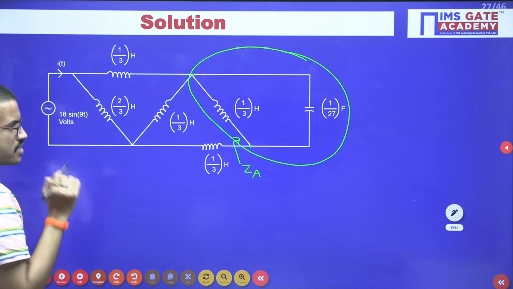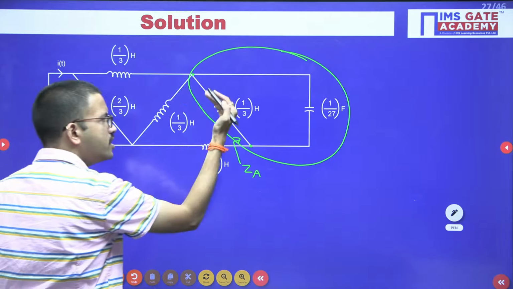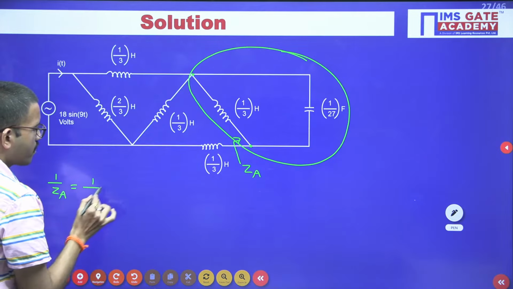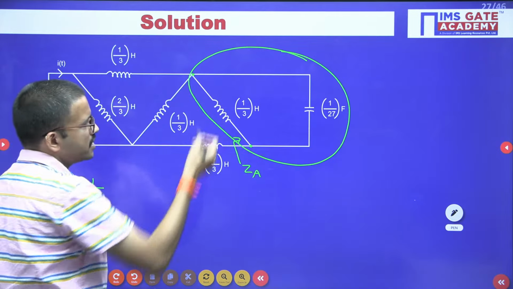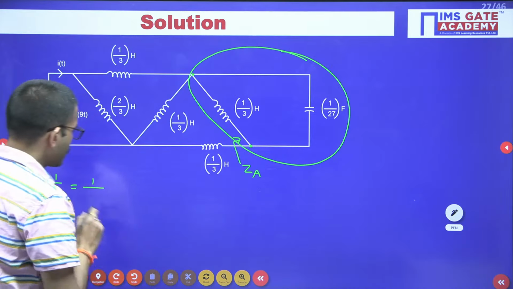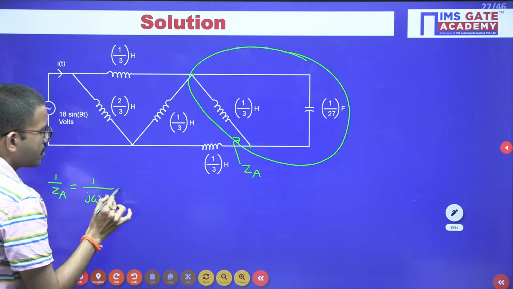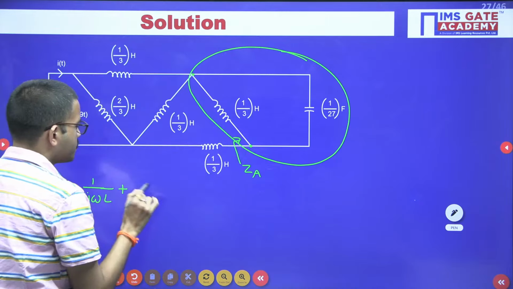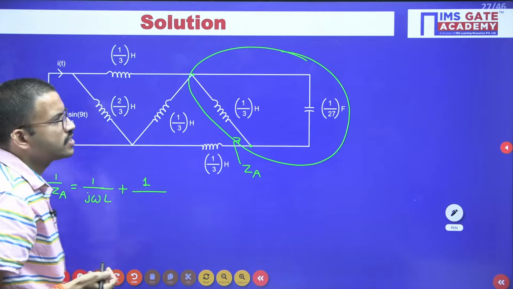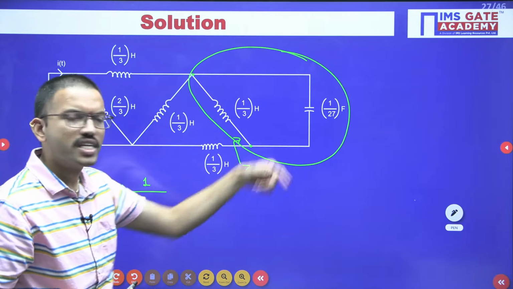1 by Z equivalent is equal to 1 by Z1 plus 1 by Z2. Where Z1 is nothing but the inductor, right? Regarding the inductor, the impedance is j omega L. Similarly, the impedance of the capacitor is 1 by j omega C.